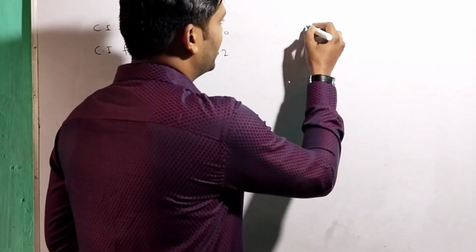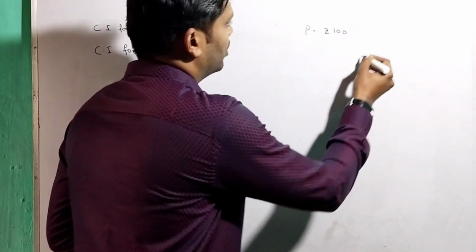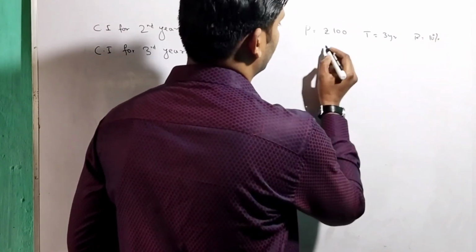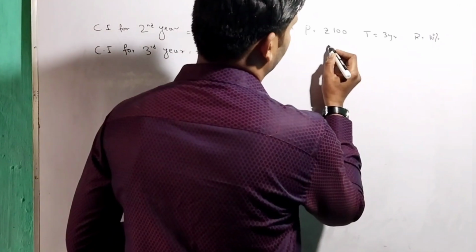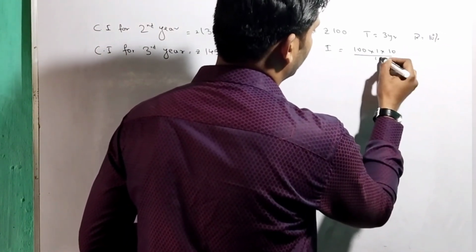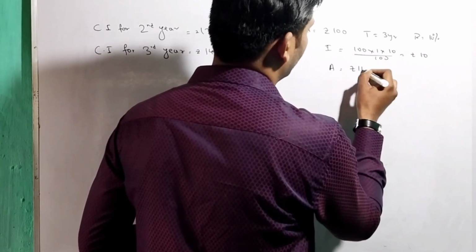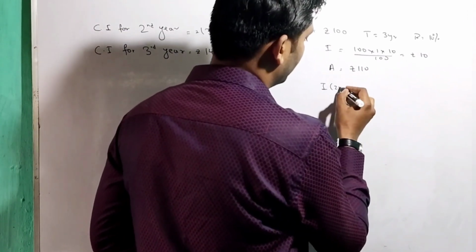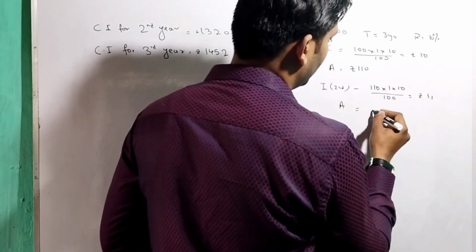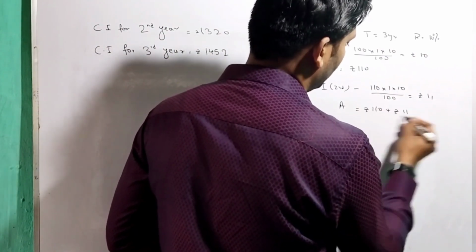For example, the principal I'm assuming is rupees 100. Time is 3 years, rate is 10%, for example. So first, compound interest. Interest is equal to P into T into R by 100, that is 100 into 1 into 10 by 100. So the answer will be rupees 10, so the amount will be rupees 110. You know this one. Next, again interest for the second year is equal to 110 into 1 into 10 by 100. So interest will be 11, so the amount will be 110 plus rupees 11.